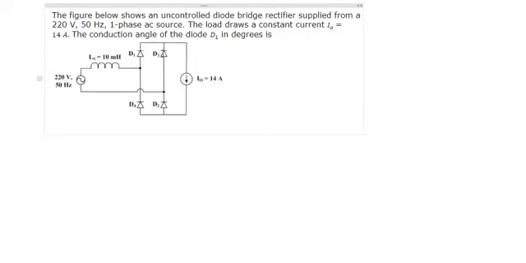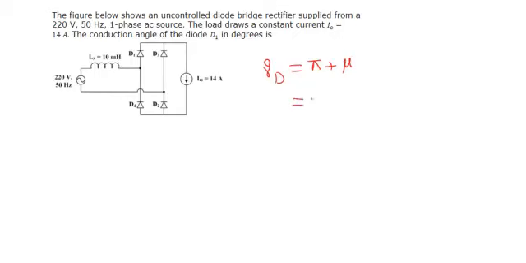Okay, again this is the diode rectifier with source inductance. Now we need to calculate the conduction angle of the diode D1. If you want to know the conduction angle of the diode D1 or D2, D3, D4, as we discussed in the previous session, the conduction angle of the diodes or thyristors in case of a bridge rectifier will be the same. That is nothing but pi plus mu. Pi means 180 degrees, we already know. Then we need to calculate what mu will be.